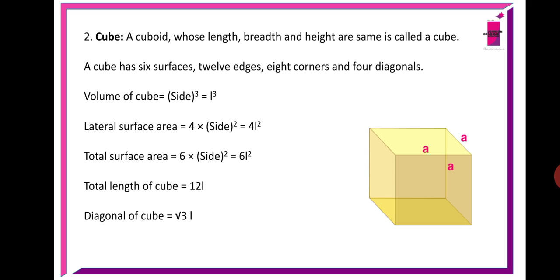Similarly, lateral surface area is 4 into side square, that is 4L square. The total surface area is 6L square. The total edge length of a cube is 12L. The diagonal of a cube will be root 3 L.